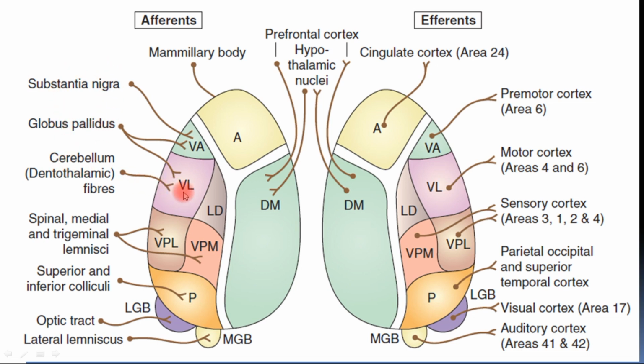So the ventrolateral nucleus is receiving signal from the cerebellum, that is the dentatothalamic fibers, the neurons arising from the dentate nucleus of the cerebellum coming to the thalamus, and the signal is also coming from the globus pallidus. The ventral anterior nucleus is receiving signal from the basal ganglia exclusively, which are coming from the globus pallidus and substantia nigra. These neurons then synapse on the cell bodies present in the ventroanterior and ventrolateral nuclei and send them to the motor cortex and the premotor area. So these are the ones responsible for motor functions.